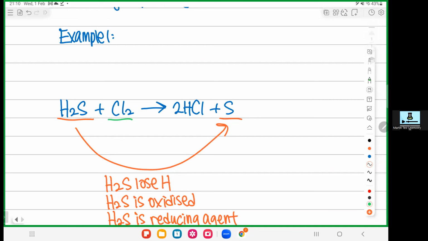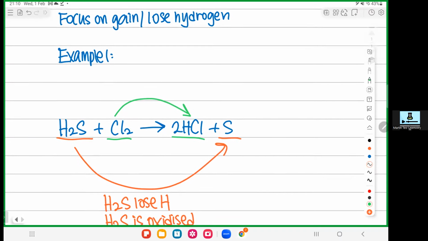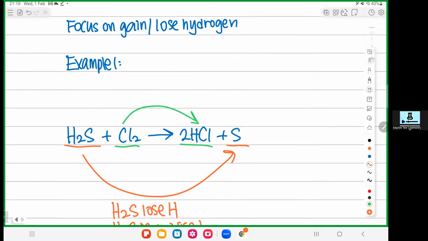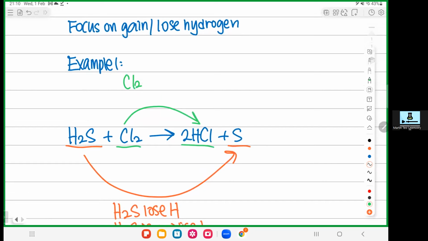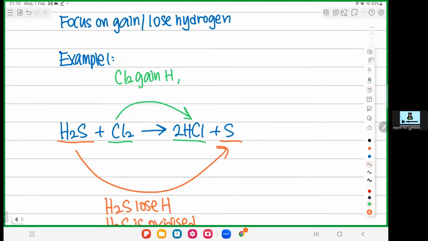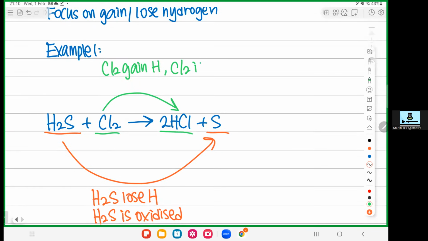So choose another apple, chlorine. Another apple is HCl. Does it make sense? Make sense, ma? Here the Cl got nothing. Here the Cl got hydrogen. So you can see already. On the left-hand side, the chlorine doesn't have hydrogen. On the right-hand side, the chlorine got hydrogen. So you can see, no? The chlorine here gains hydrogen. So when you gain hydrogen, chlorine undergoes reduction, isn't it?